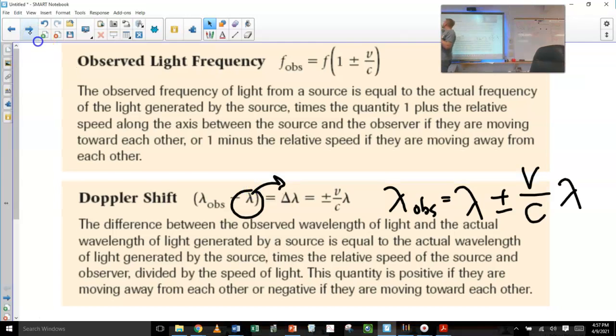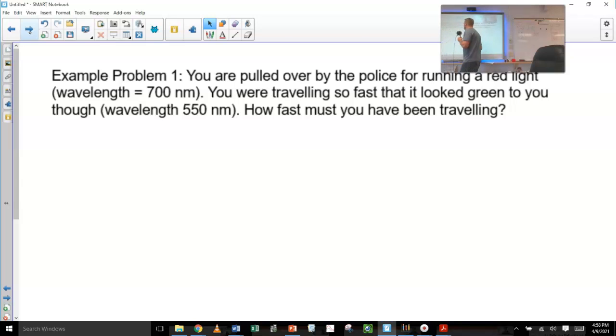Here's our first example. Example 1. You are pulled over by the police for running a red light, and the wavelength of red is 700 nanometers. How fast were you traveling if it looked green to you, 550 nanometers? How fast must you have been traveling to do that?